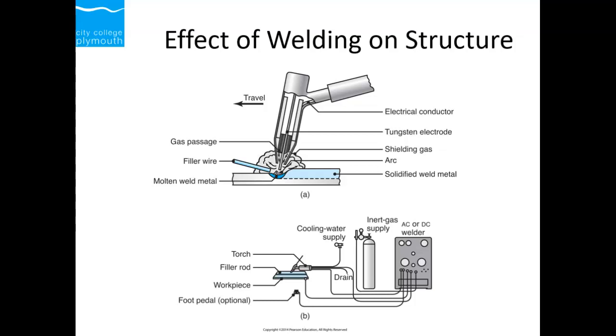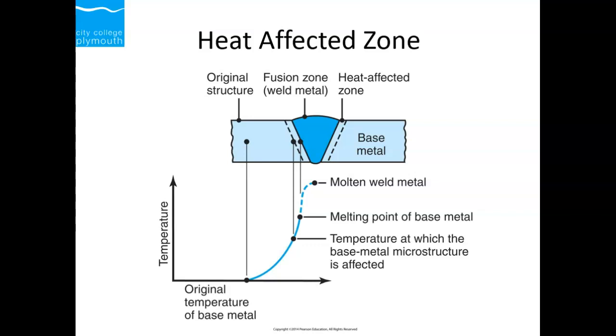So what happened in this case? There's a thing called HAZ, the heat affected zone. So the heat affected zone is created. This is the fusion zone, the weld metal. And next to that, here and here, this is known as the heat affected zone. If I grind that and measure the properties, I will have different properties in the original structure, different properties in the fusion zone or the weld metal, and different properties in the HAZ.